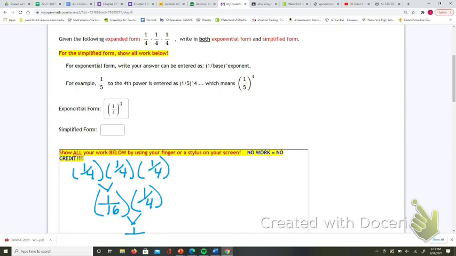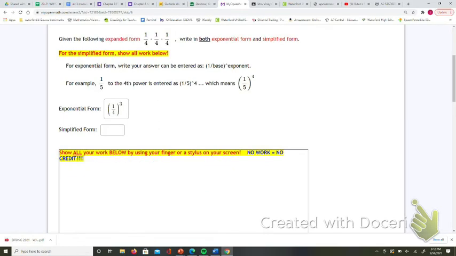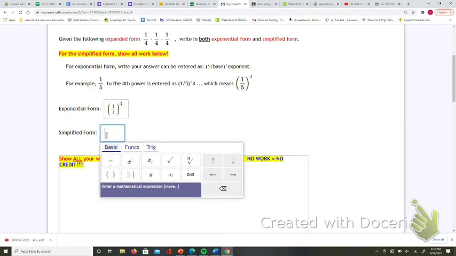Ooh, I got to do that off to the side. 4 times 6 is 24. Carry the 2. 4 times 1 is 4, plus 2 is 6. So our final answer is 1/64. Again, make sure that you get all the work done before you submit. So then I click the fraction, and I do 1/64. Submit.